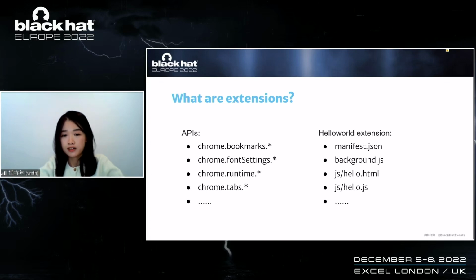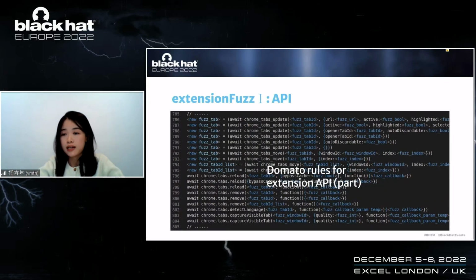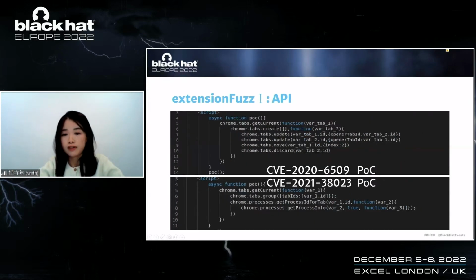So the obvious way to start a fuzz is to generate these valid content files. So I used Domato to generate the API calls as shown, which worked well in the beginning. And soon 2 CVEs were found. And as you can see, these 2 proofs of concept are relatively simple, as are the grammar rules.